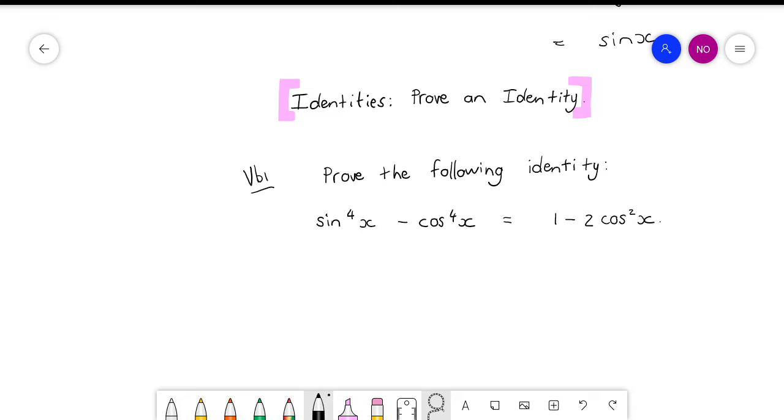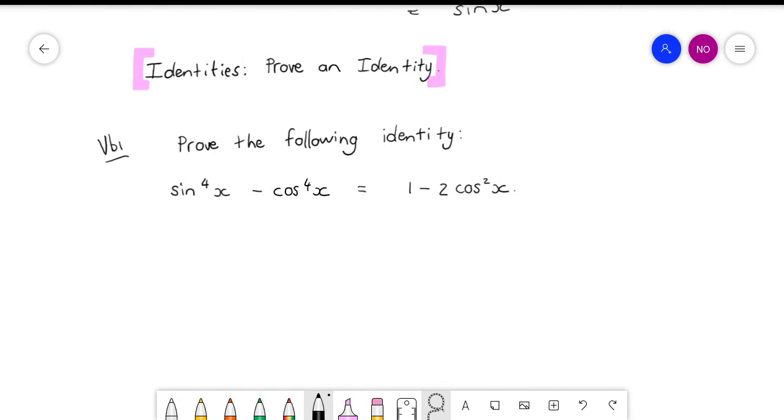Okay, so do you see we have two sides of the equation and they are asking you to prove that that is true. That sine to the power of 4x minus cos to the power of 4x is the same as 1 minus 2 cos squared x. So you have to prove that the left-hand side is equal to the right-hand side.